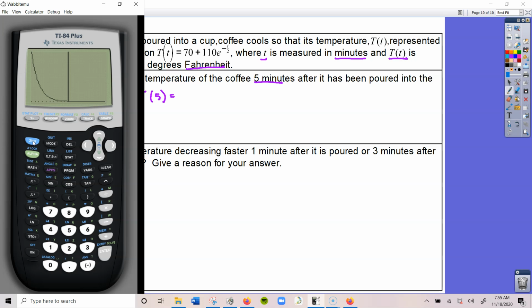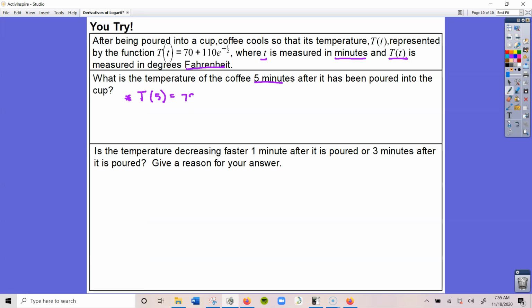So now I'm just looking for the function value. I'm going to go to second calc, click on 1, and press 5. And I get 79.0293. Remember, 4 decimal places, and we have to put the units. And this is degrees Fahrenheit. And that's it. We don't have to explain anything here because it doesn't say so.